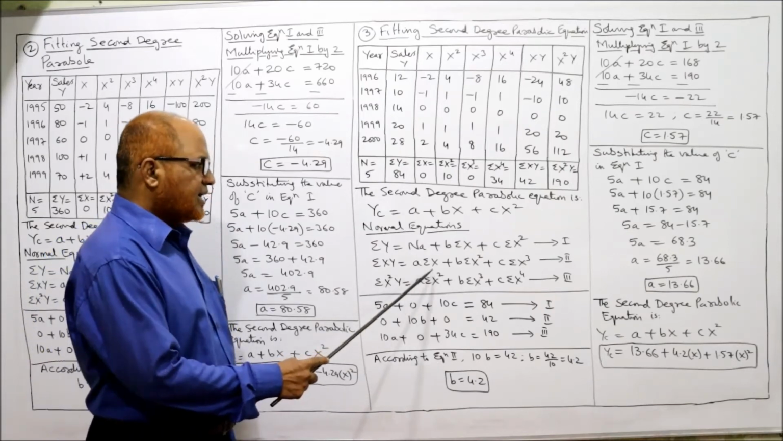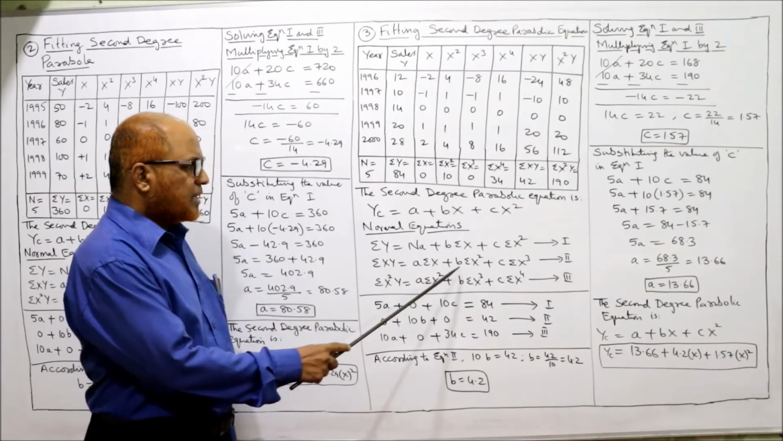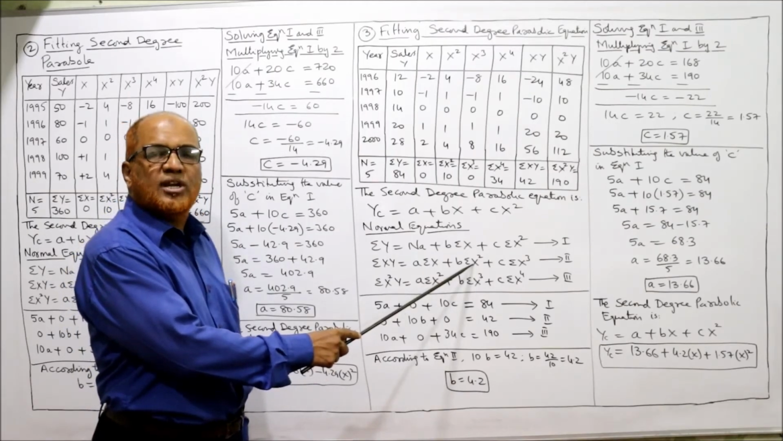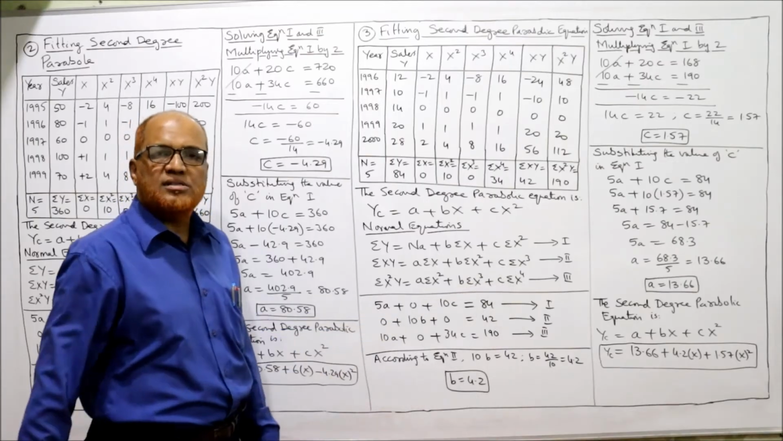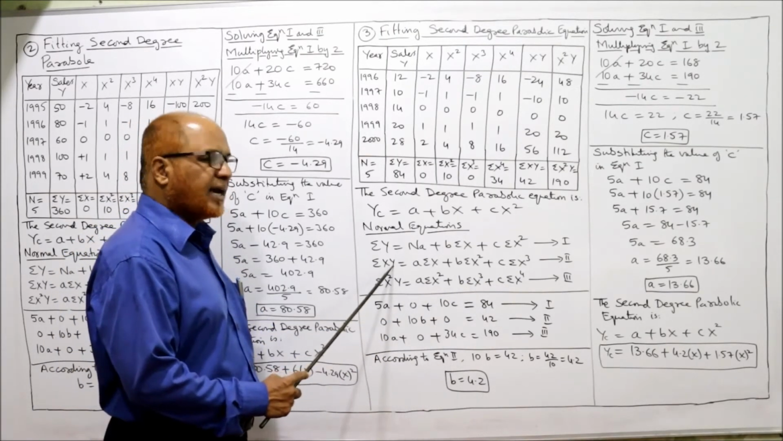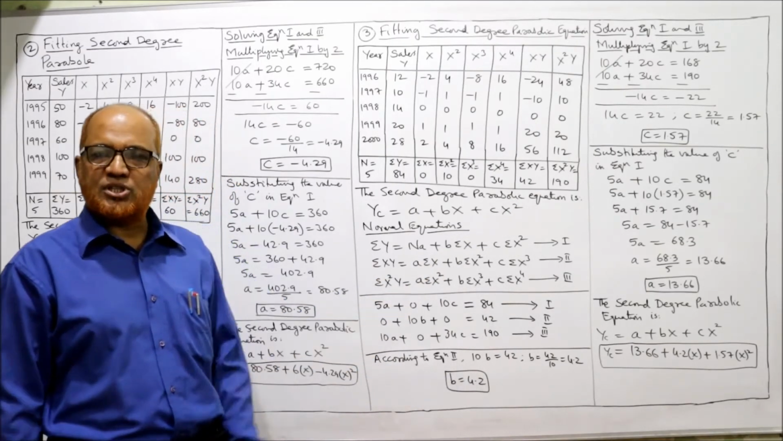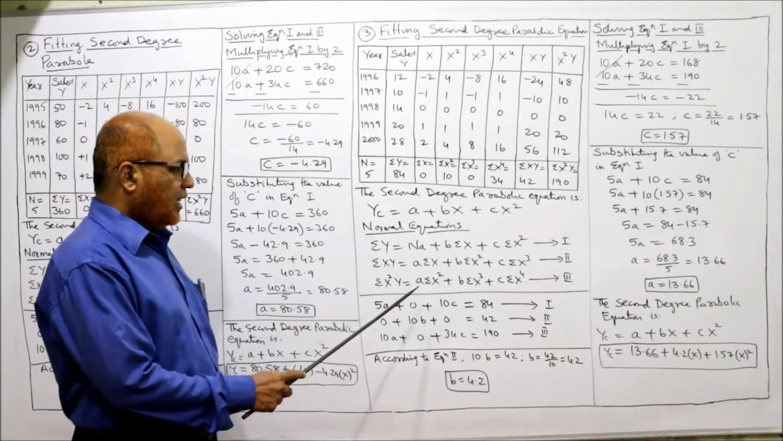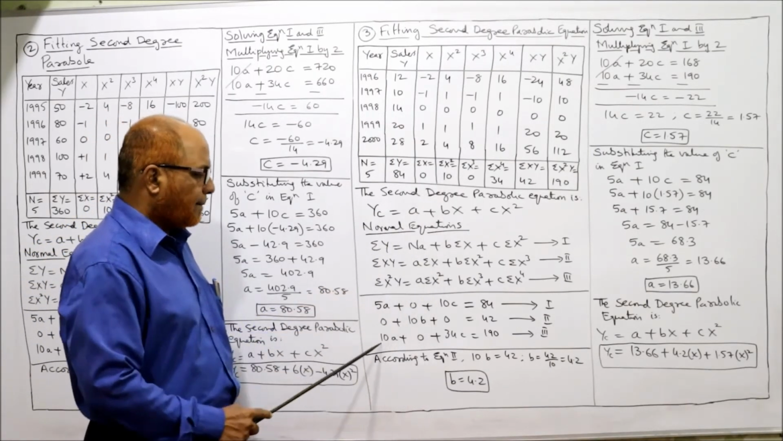Second equation: a summation x is 0, 0. Plus b summation x square is 10, 10b. Plus c summation x cube is 0, so 0 is equal to summation xy. How much is summation xy? 42.